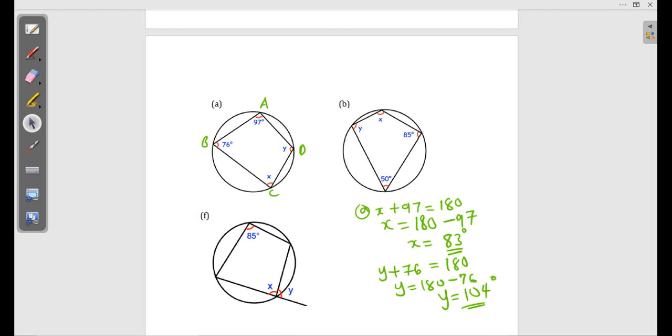Now let's look at the second question. The second question here, 50 is opposite x, so that means the sum should give us 180, and x will be what? 180 minus 50, and x is 130.